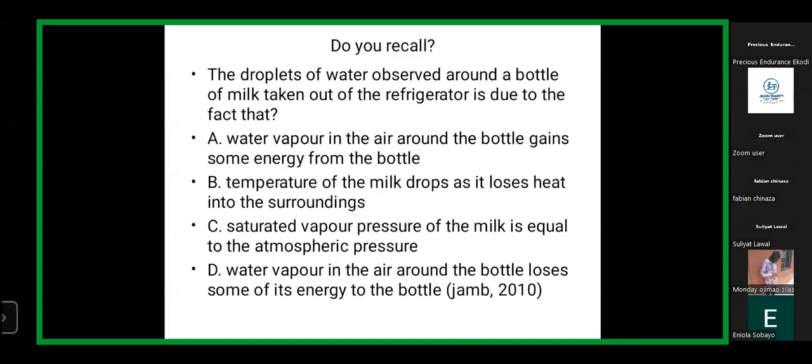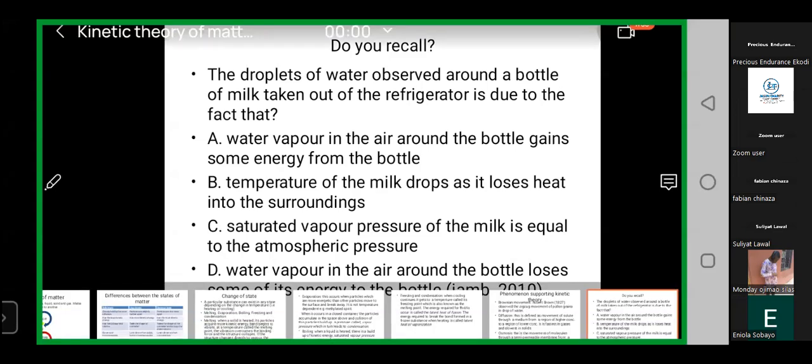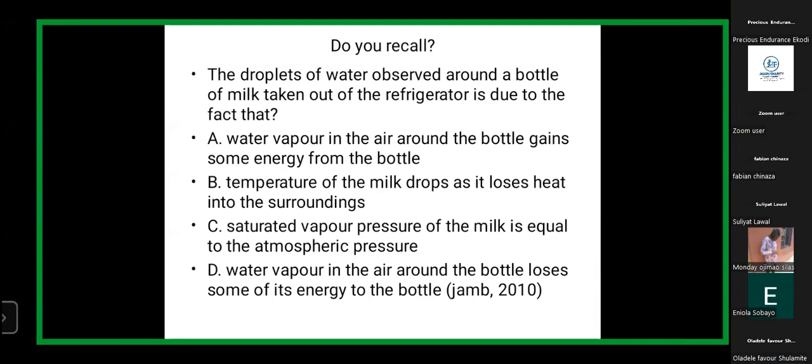I need the answer. Anyone? Yes, let me hear it. B, temperature of the milk drops as it loses heat into the surroundings. Yeah, that's a nice try. So are you telling me that the bottle allows for water to come out of it? Because that would be the meaning of that answer. It's a nice try. I like that though. Does any other person want to try, or do you want to try again? I think it's D.